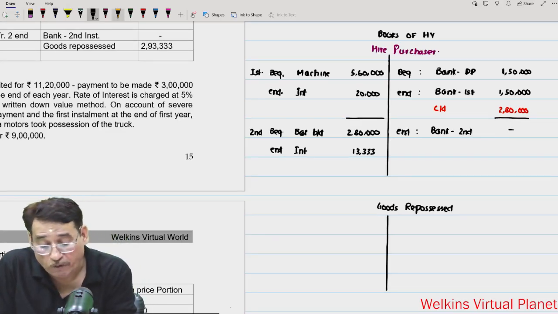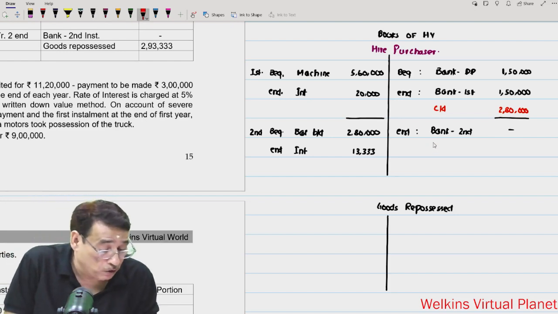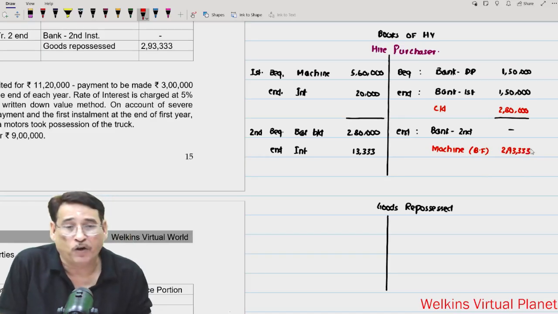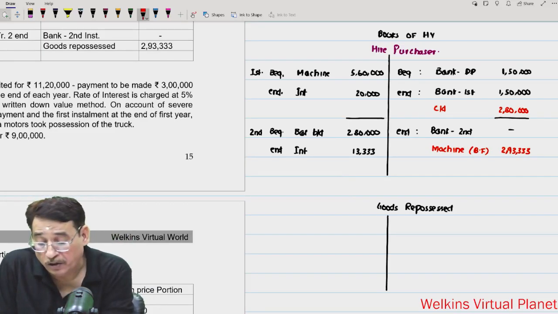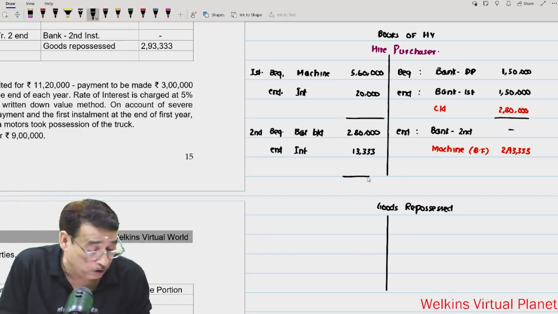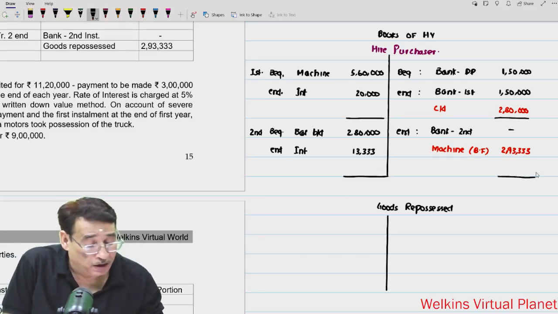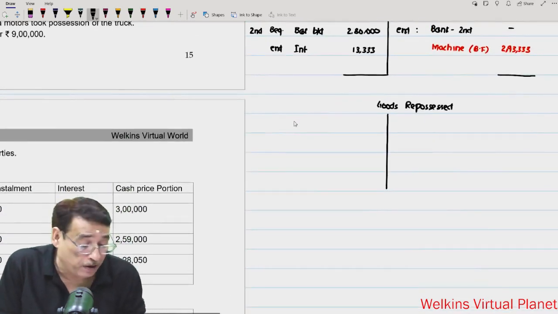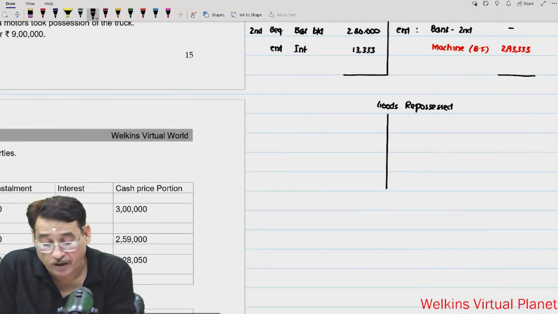So, we took back the asset. I will write here machine. So, we will take back the machine with the balancing figure, 2,93,333. This figure reflects that this was the amount on this date which was due from the purchaser. That means at this value we are going to take back this particular machinery. Correct? And then we will prepare a goods repossessed account, although it is a mere formality.